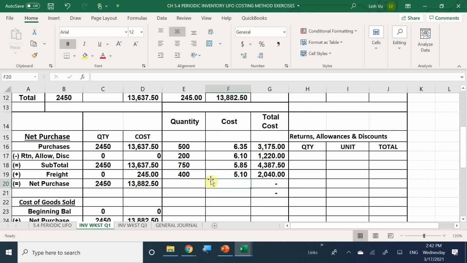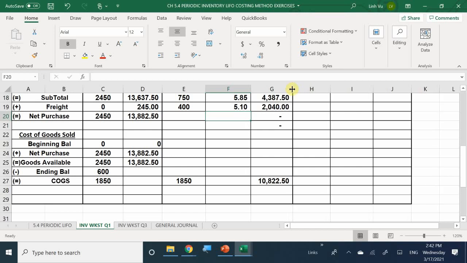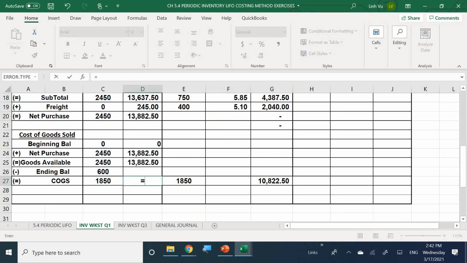So in this case, if you add up all the totals, you're going to get a total of $10,822.50. All right? And you're going to plug that number right here. So now the next question is, what is your ending inventory? I have to revise mine: $3,060.